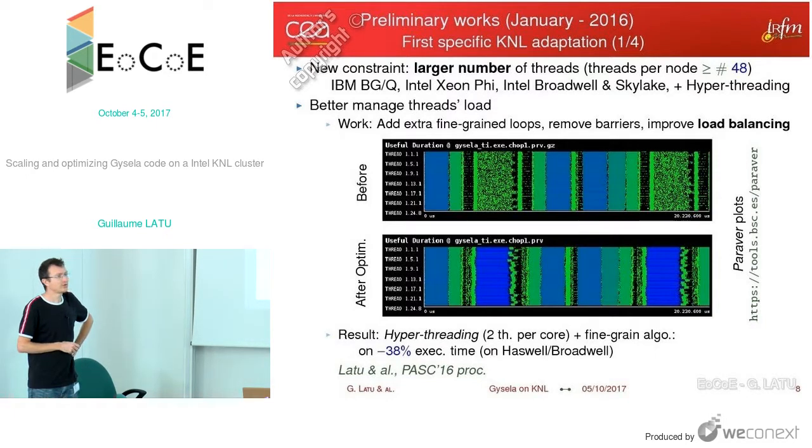So the first point was to improve the load balancing, because on the new architecture we have a lot of threads per node. So we have to adapt the code and the OpenMP things in order to improve load balancing. So we add extra fine-grained loops for this. And you see here the timeline execution before the improvements and after.